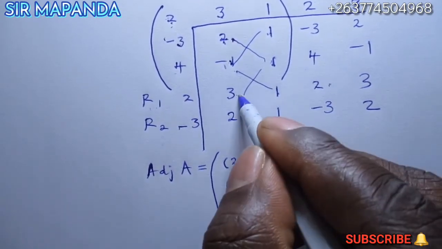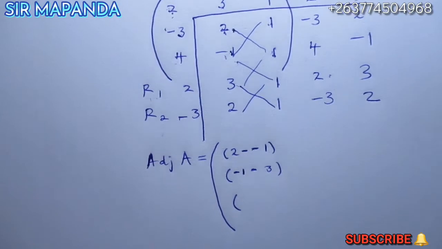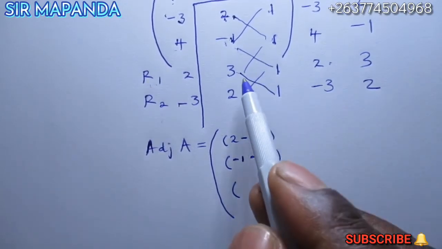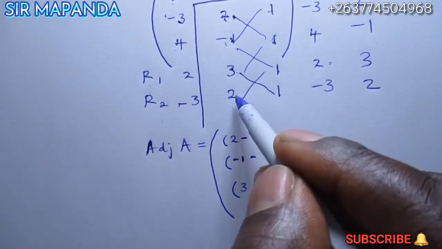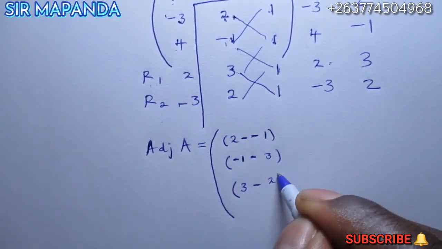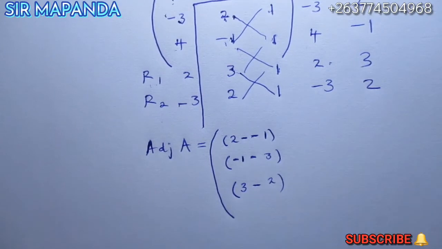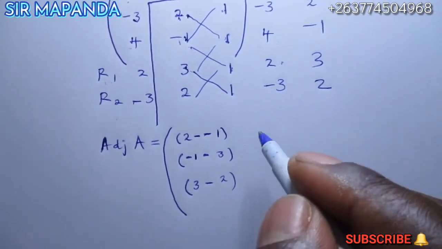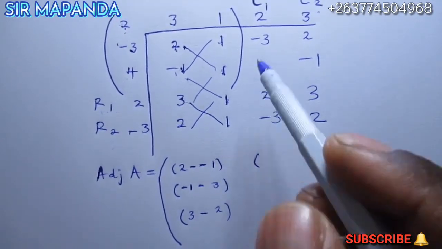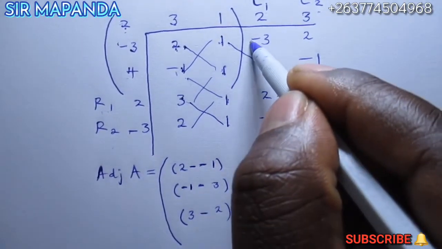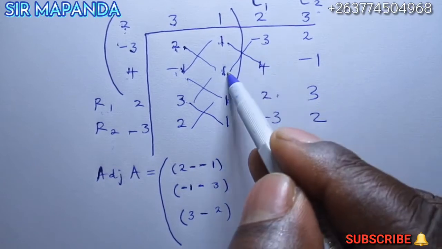Then you move on to the last 2 by 2 matrix. 3 times 1, you get 3. Then you put a minus. Then 2 times 1, you get 2. So we are done with the first. Right, we move on to the second column. The second column is going to be made up of, we are going to start with 1, minus 3, 1, and 4.